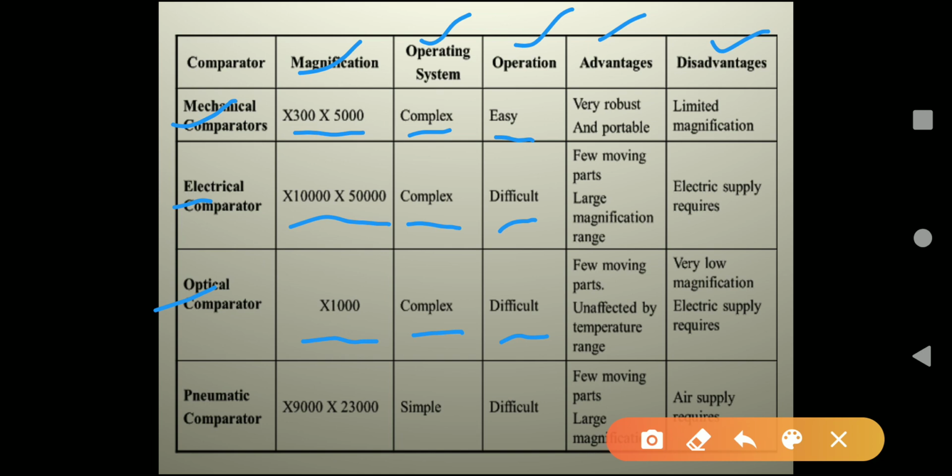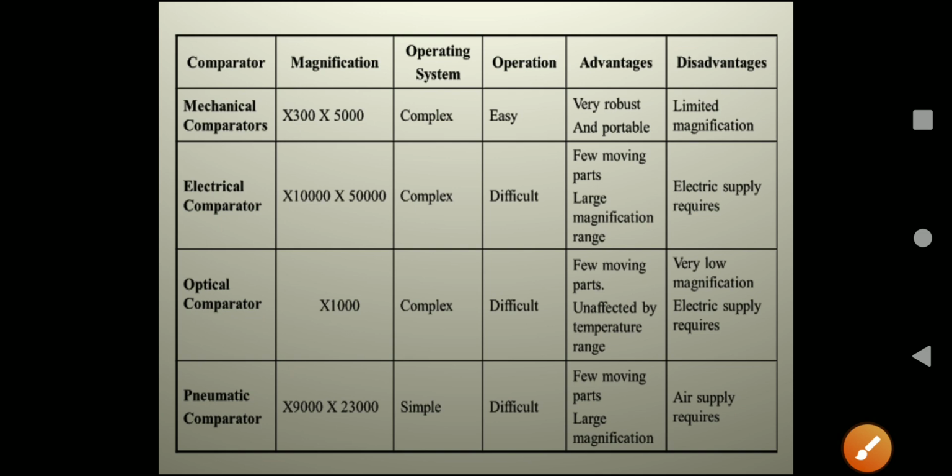And finally, the pneumatic comparator has magnification up to 9000 to 23,000. The operating system is very simple. Operation is quite difficult and requires skill. Its advantages are few moving parts and large magnification. The disadvantage is that it requires external air supply, meaning it requires a compressor. So these are the relative advantages, disadvantages and their aspects.